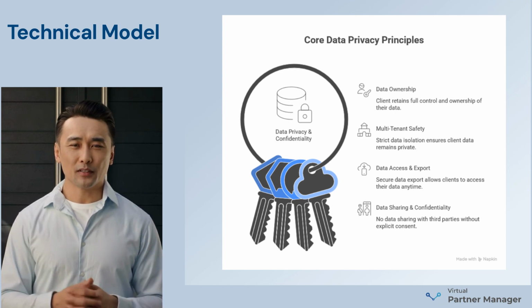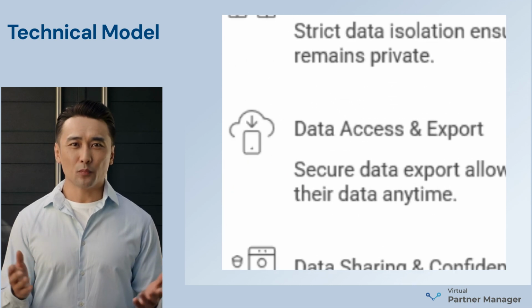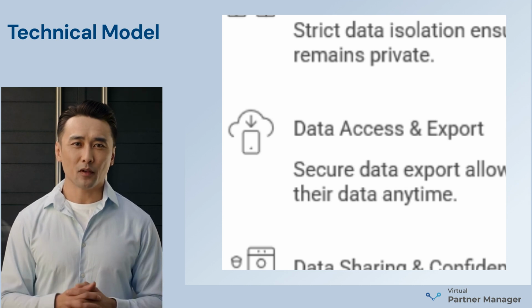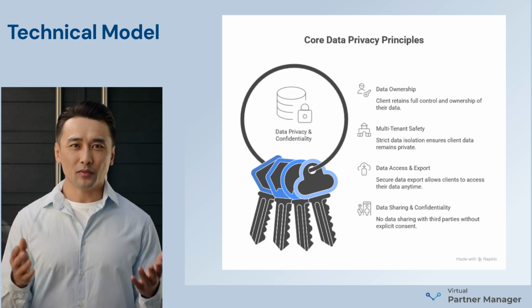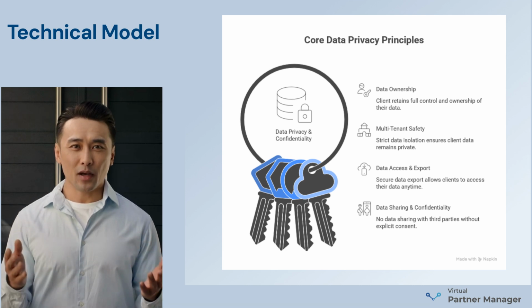Strict access controls and separation mechanisms prevent cross-tenant exposure. Data access and export control. A client can either access their data through the functionality of the platform or can securely extract their own data in standard formats whenever required by request. This ensures transparency, portability, and business continuity if required.